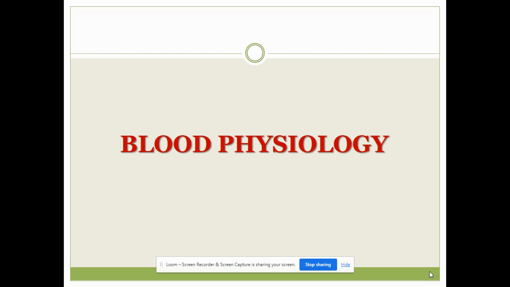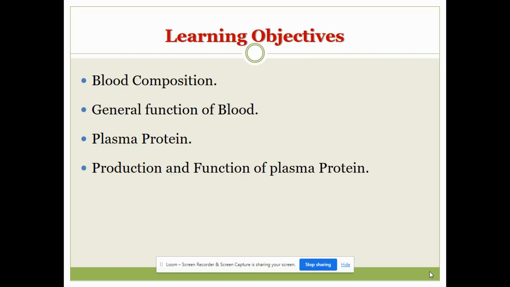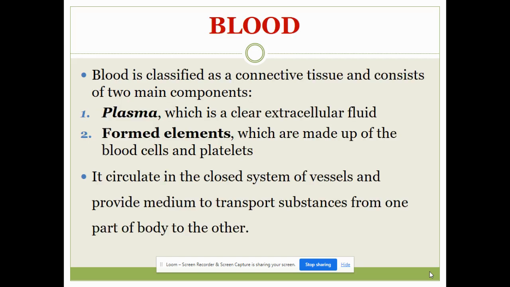So today is the first chapter of the first topic of the blood from the Guyton, where we will learn first of all the blood composition, the general functions of the blood, plasma proteins, and then production and the function of the important plasma proteins. So, first of all, what is blood?